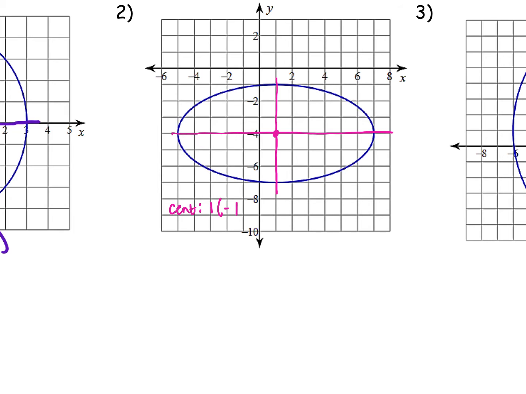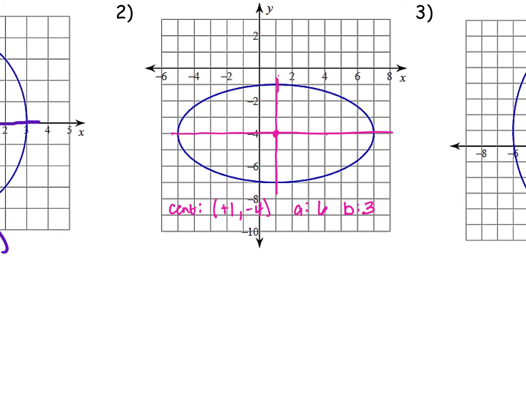Wait, then how did you get 1? I went to the widest part of my circle and I drew lines. I went to the widest part here and drew a line, and then the widest part here and drew a line, and where my 2 lines intersect is my center. I'm not writing the equation yet. So I'm just writing my center is positive 1, negative 4. A is the distance 1, 2, 3, 4, 5, 6. B is my distance up and down 1, 2, 3.